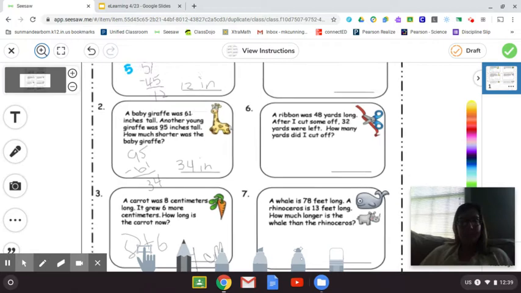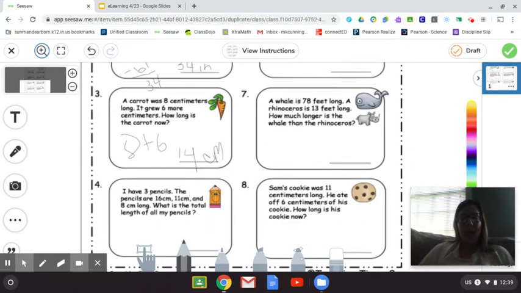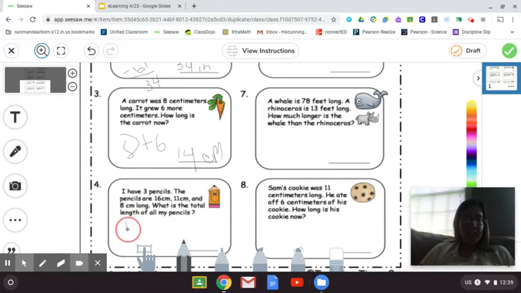All right. Number 4, I have 3 pencils. The pencils are 16 centimeters, 11 centimeters, and 8 centimeters long. What is the total length of all of my pencils? So when it's asking us the total length of all, I need to add. So I have 16, 11, and 8. So I'm going to do 16 plus 11 first.